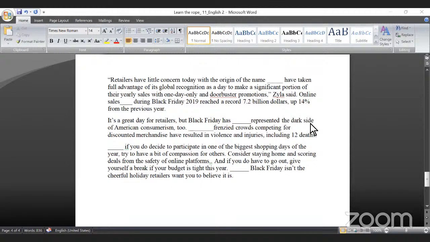Also, right? But Black Friday has also represented the dark side of American consumerism. Or because it has "too", it's a great day for retailers, but Black Friday has, since it has "too", maybe we cannot use "also" because two adverbs of focus cannot go together. So what else can we use? In case we did not have "too", we could have used "also", but since we have it, what can we use here?